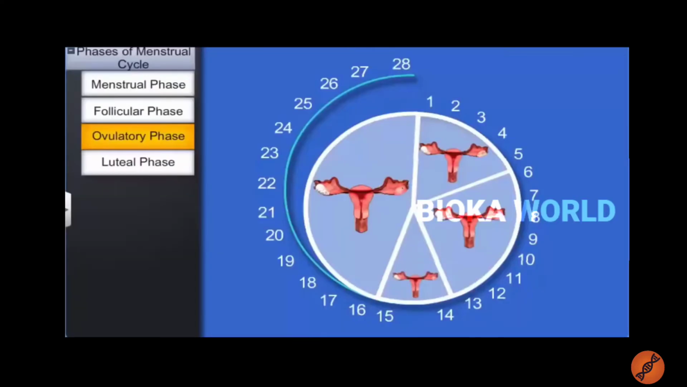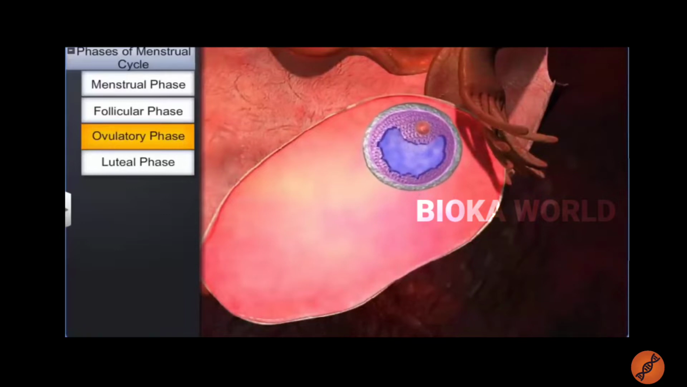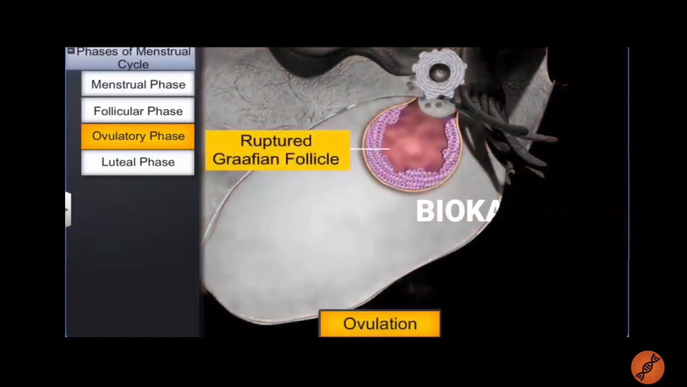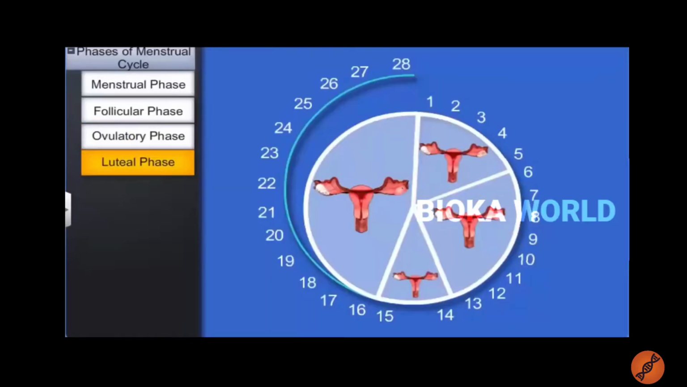The follicular phase is followed by the ovulatory phase, which occurs during the middle of each menstrual cycle. During this phase, the Graafian follicle ruptures to release an ovum or egg cell into the pelvic cavity in a process called ovulation. The ovulatory phase is succeeded by the luteal or secretory phase, the last phase of the menstrual cycle, which occurs between days 16 and 28 of the menstrual cycle.